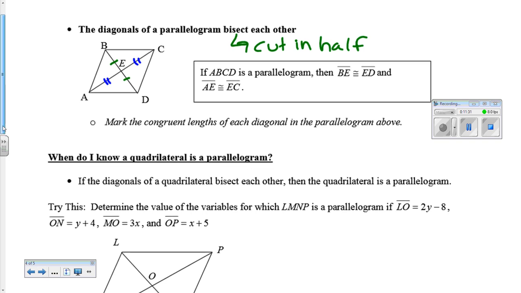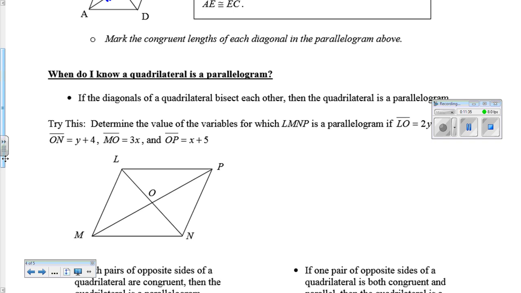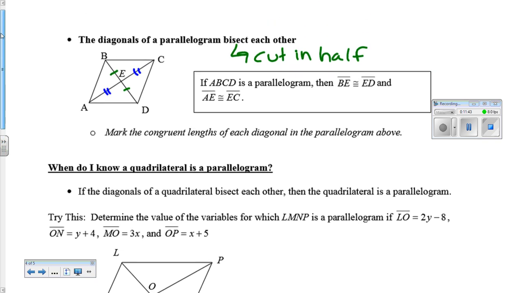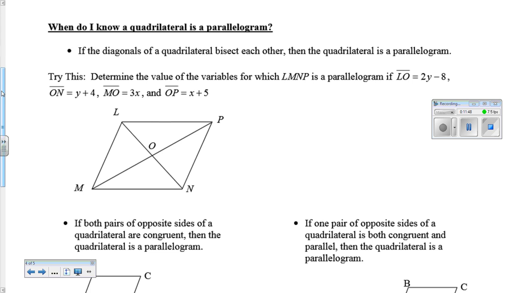Okay, so when do I know a quadrilateral is a parallelogram? So that's what I was just talking about. If the diagonals of a quadrilateral bisect each other, it is a parallelogram. So go in the opposite way. Once again, I told you a parallelogram has diagonals that bisect each other. So if you can show that the diagonals bisect each other, you can tell me it is a parallelogram. So let's take a look at this problem.